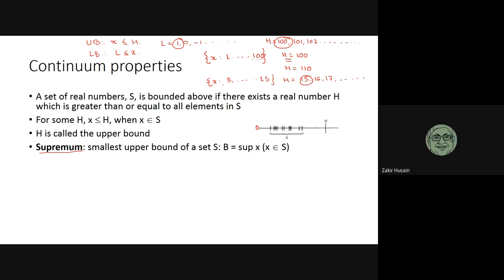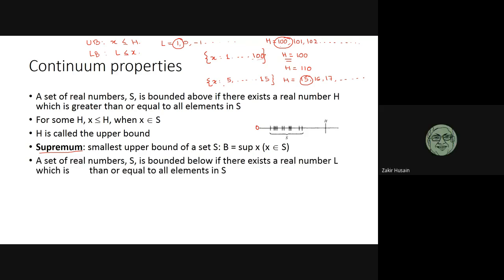Over here, what are the possible candidates for the lower bound, and what is the infimum? It's starting from 5. So it will be 5, 4, 3, and so on. The infimum is 5.